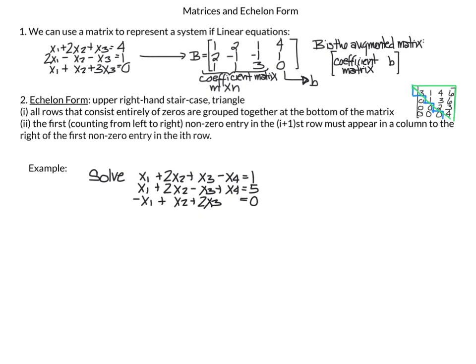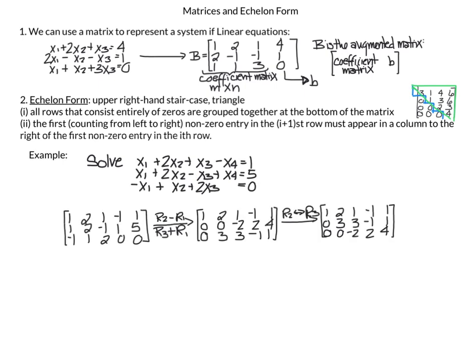Suppose we want to solve the set of linear equations x1 plus 2x2 plus x3 minus x4 equals 1, x1 plus 2x2 minus x3 plus x4 equals 5, and minus x1 plus x2 plus 2x3 equals 0. We can now represent this system of linear equations by this matrix here.